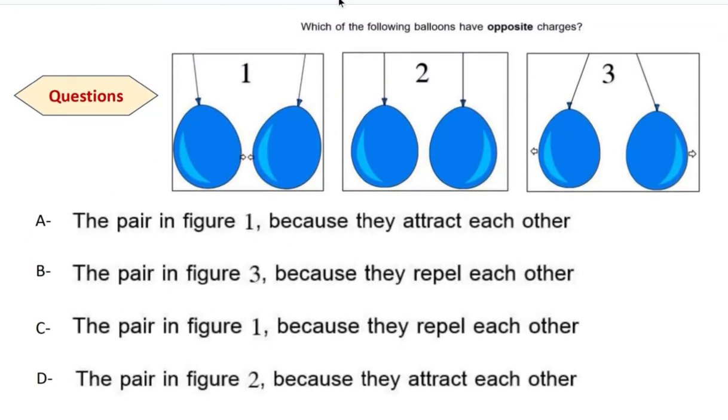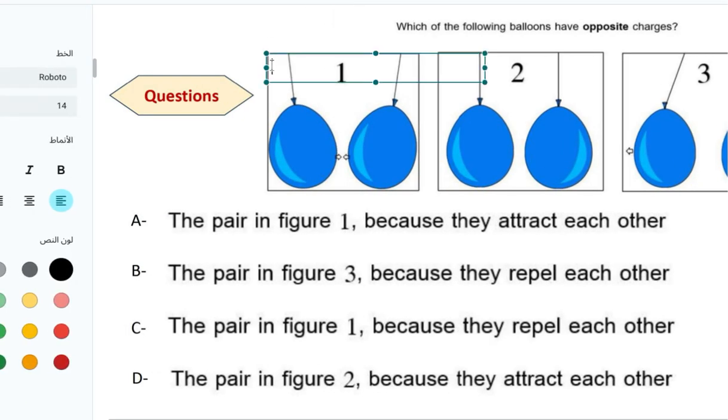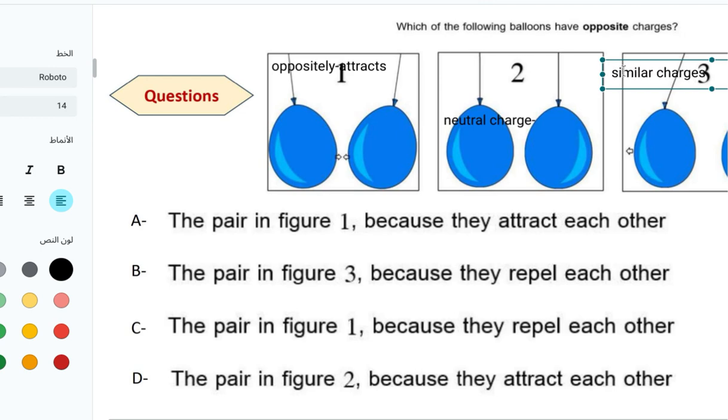Okay, before even reading the questions, let's go ahead and put these in categories. This here, we know, is oppositely charged because it attracts. Here, we know this is a neutral charge, because it is not attracted or repelling. And then this last one, we know this is similar charges, because we have repulsion, or repels.